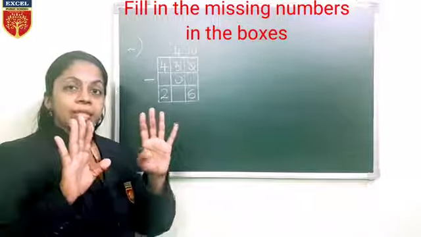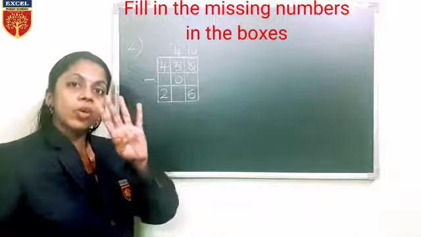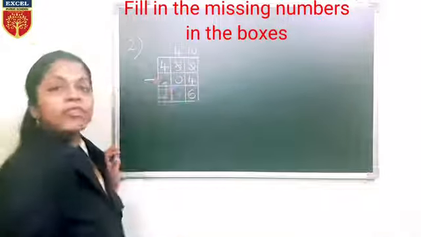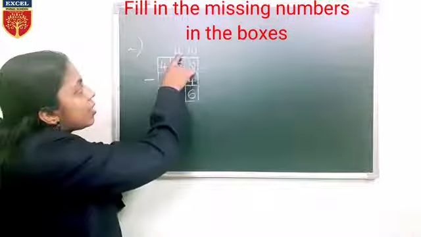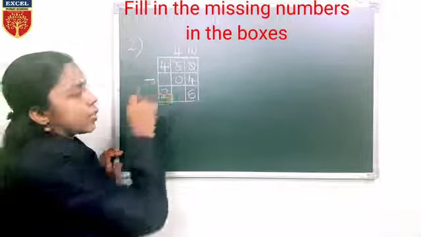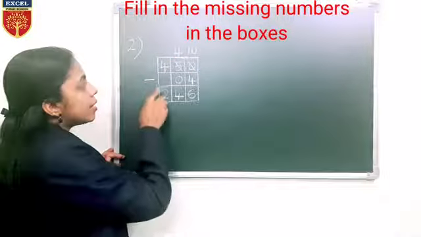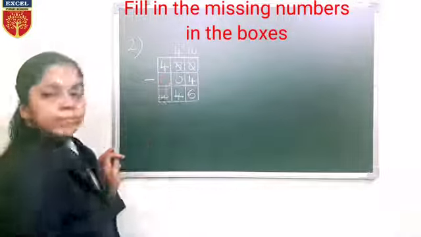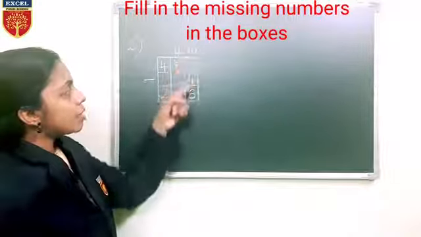Fold 6 fingers. Balance 4. Here the number is 4. Next this one. 4 minus 0. 4. Then how to find this number? The same way just now we found, right?